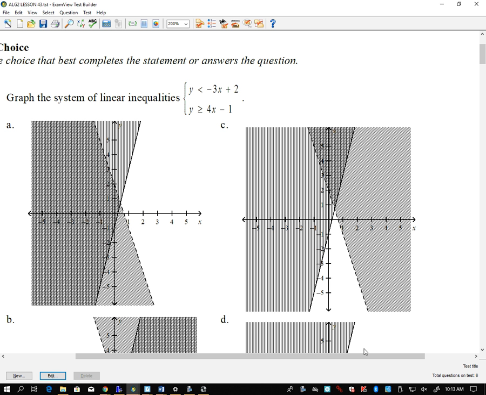All right, but let's go ahead and look. Is 0 greater than or equal to negative 1? Yes. So on our solid line, we would include 0, 0. So we would shade also to the left of it. Does that work? Yes.